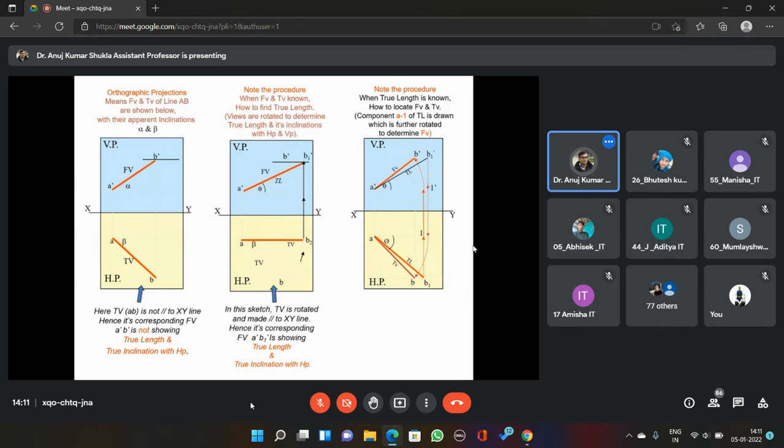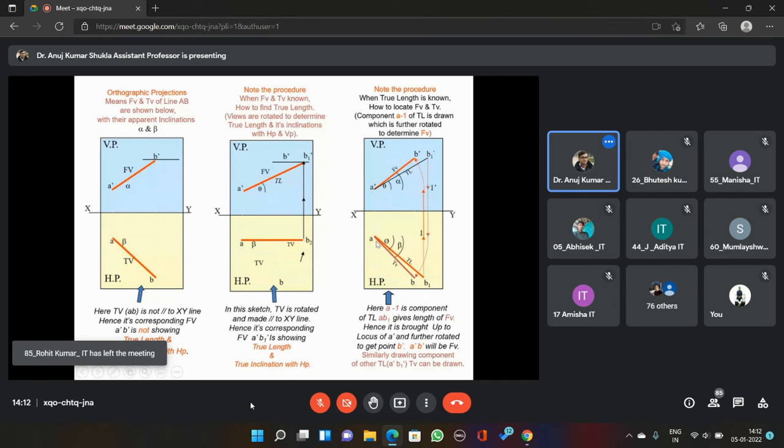So let's see the procedure. Here, A1 is component of TL, true length AB1. Okay, can you see it? Where is A1? Yes, sir. This one. A1 is component of TL, true length AB1. Where is AB1? This is the true length. Hence, it is brought up to locus of A dash. Where is locus of A dash? Here. Okay, and further rotated to get point B dash.